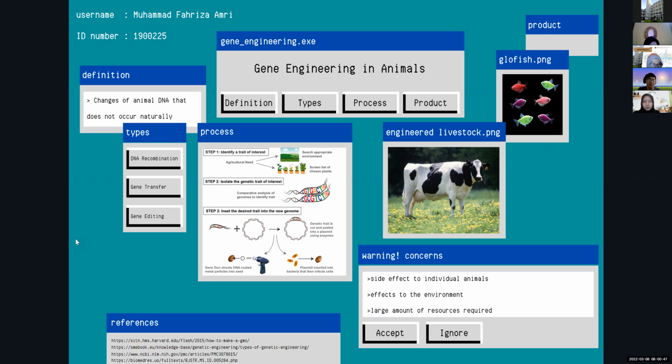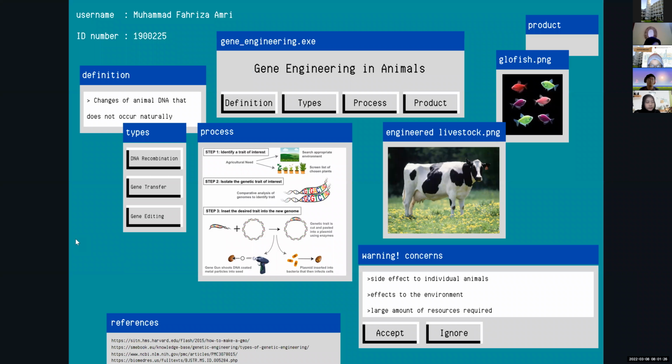And thus, there comes gene engineering, especially in animals. What it does is that it basically makes sure that the offspring produced express traits that are desirable, the traits that you want the animal to express. So, all right. After we talk about the definition, let's move on to the types. So we have 3 types of gene engineering, as mentioned in the last meeting, which are DNA recombination, gene transfer, and gene editing.